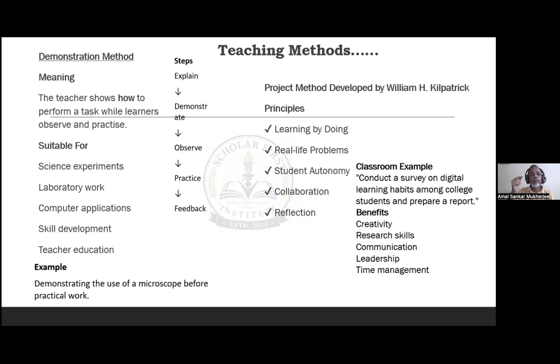After that, observe, then practice, and then give the feedback. So these are the stages by which the demonstration method can continue: explanation, demonstration, then observation, then doing the practice, then giving the feedback. That is the outcome of the particular demonstration method that is pursued.